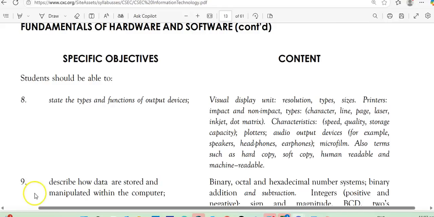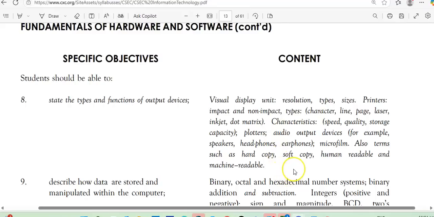All right, so now we're going to look at resolution. For visual display units, the resolution and sizes. VDUs come in different resolutions. You have HD, as I said before, Full HD and 4K. The size might be 13 inches, 15 inches, 24 inches to suit the various needs and preferences. Another name for the VDU is the monitor.